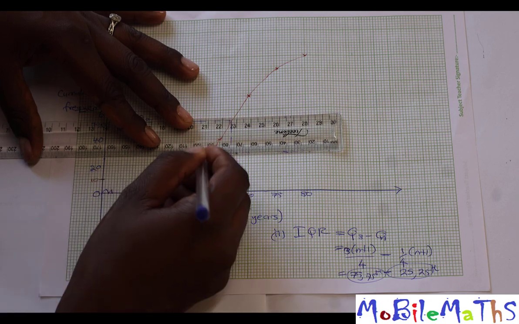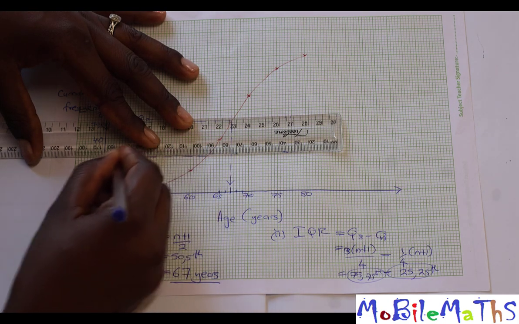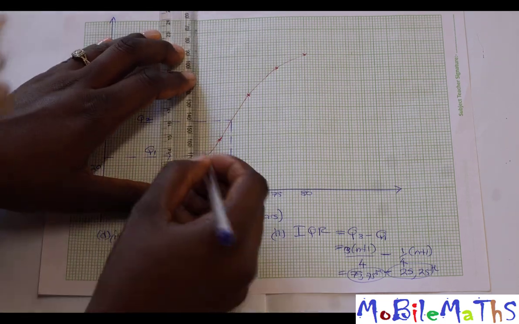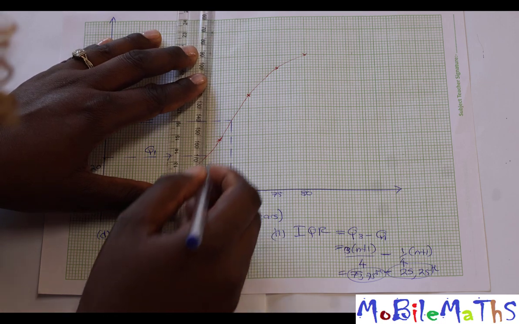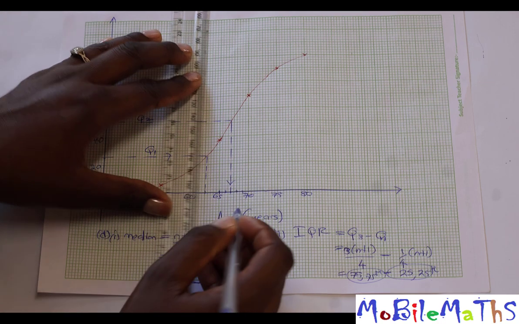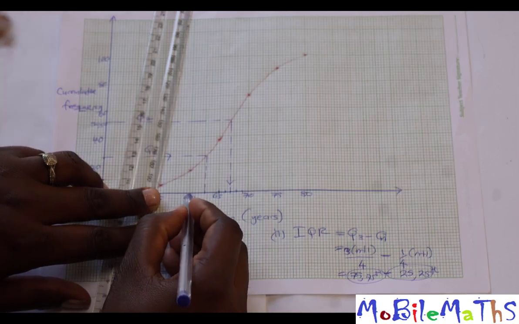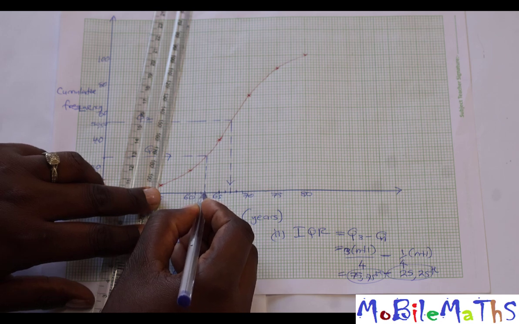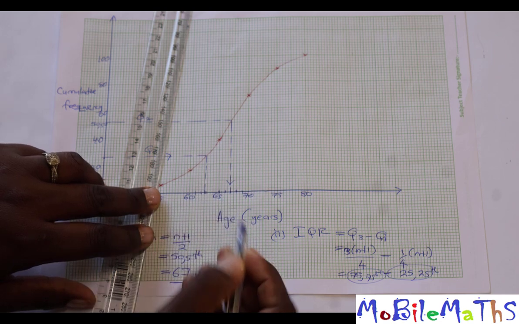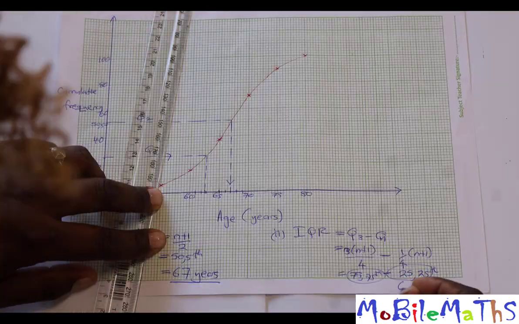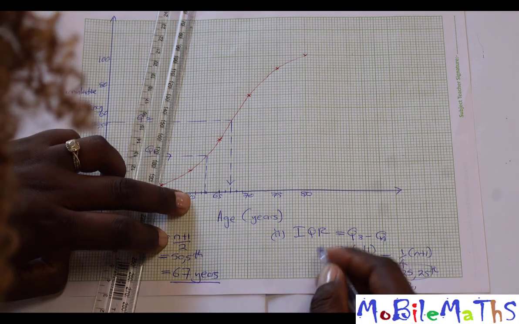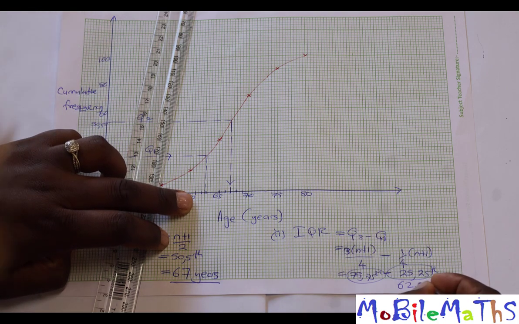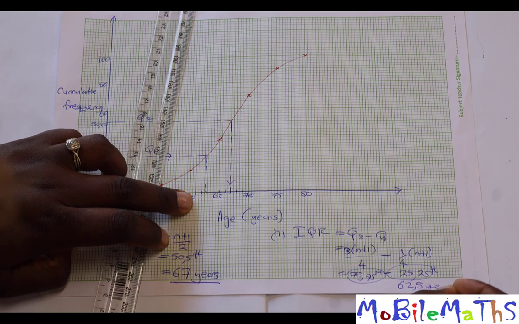Then I draw my horizontal line again. So this is my horizontal line for my Q1. Then I go down when I meet this curve. So I'm going down here. When I go down, I'm getting, this is 60, 61, 62, so it's 62.5, somewhere there. So Q1 is 62.5 or 0.7 there. Okay, yes.